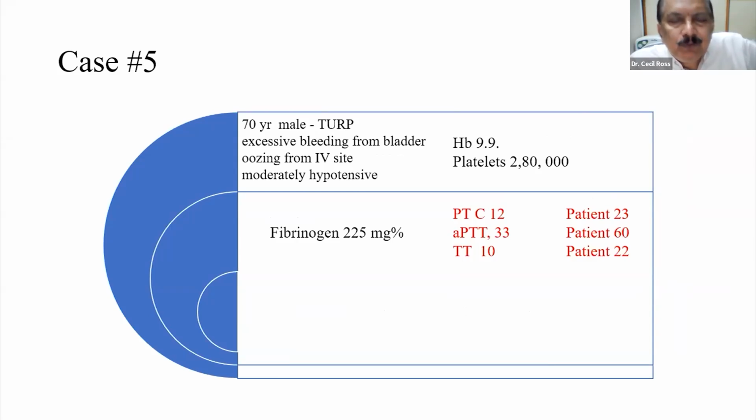Again you will get called. A 70-year-old male has had transurethral resection of the prostate, TURP. After the TURP is done, there is excessive bleeding from the bladder. There is oozing from the IV site. He is moderately hypotensive. Hb is 9.9, platelets are normal. Fibrinogen is normal. PT is mildly prolonged, APTT is prolonged, TT is prolonged. What do you think?